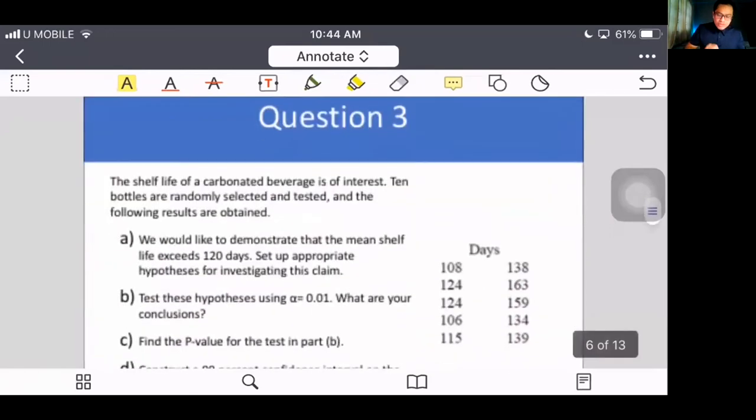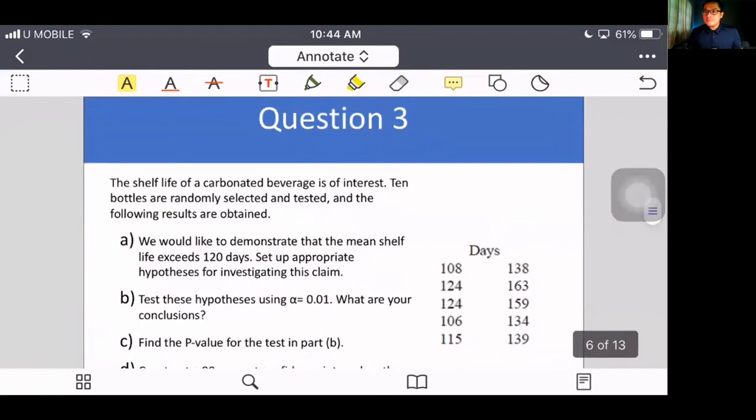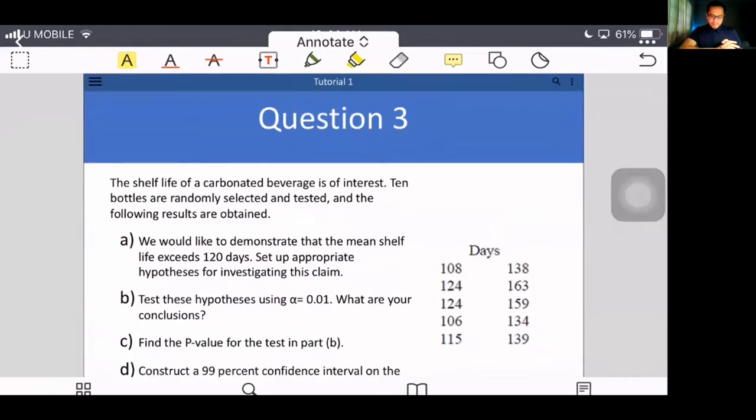Okay, let's go to question three. What's the time? 10:44.